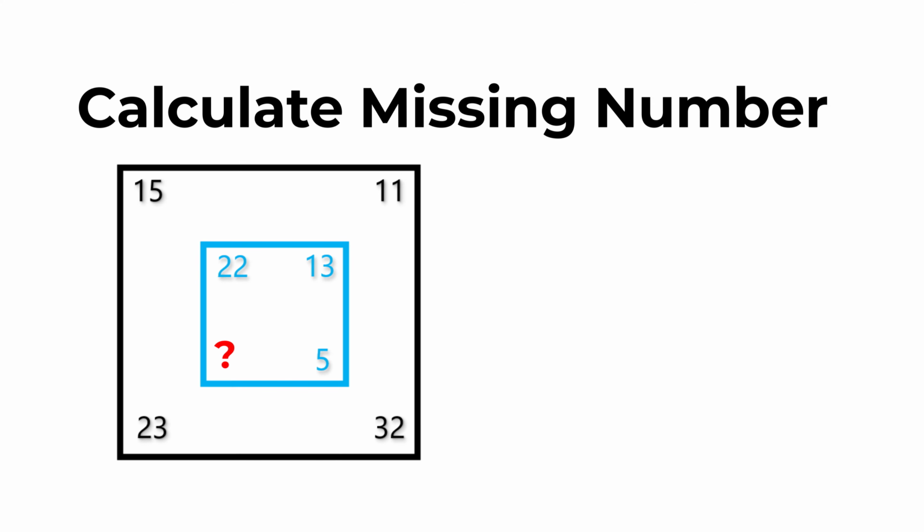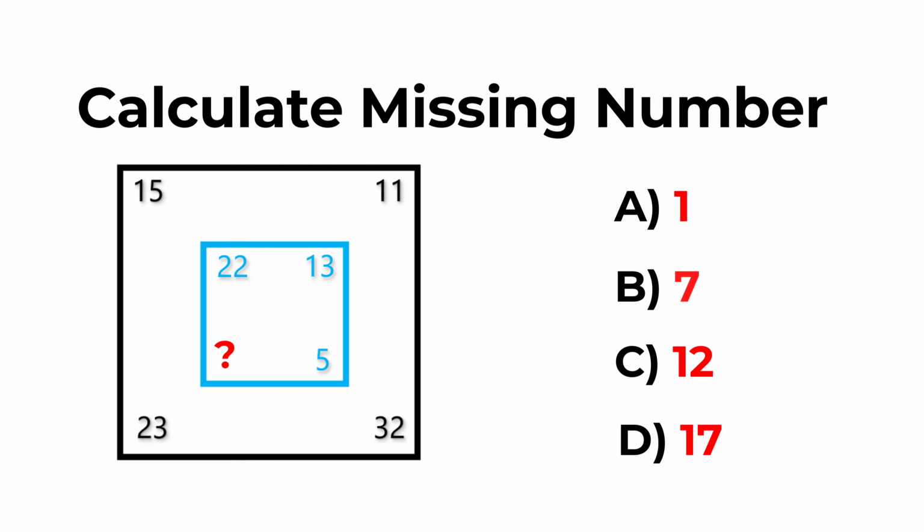You have four different choices. Choice A, 1, choice B, 7, choice C, 12, and choice D, 17. Do you see the pattern? Can you calculate the correct number?